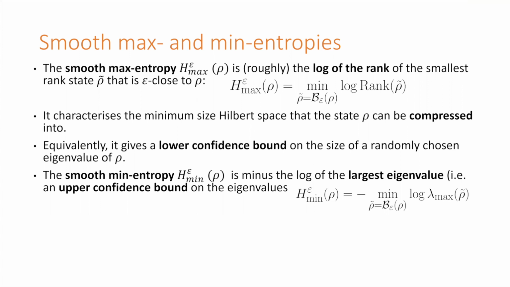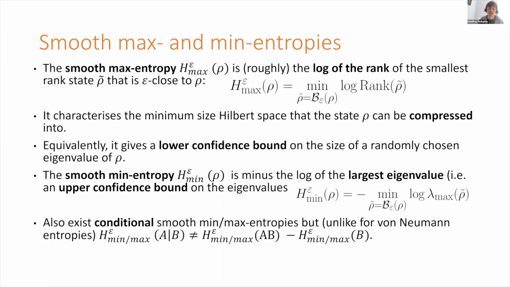Great. Okay, so the smooth min entropy is defined as: you take the log of the largest eigenvalue for the approximation to rho that has the smallest largest eigenvalue. So it's an upper confidence bound on a randomly chosen eigenvalue of rho. These two quantities are complementary, and together they characterize the range of eigenvalues that are relevant to rho when you only care up to some tolerance epsilon.